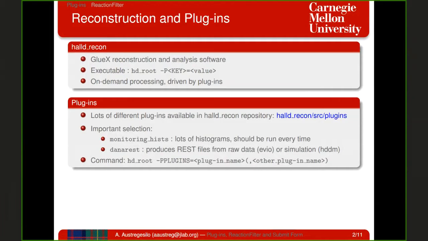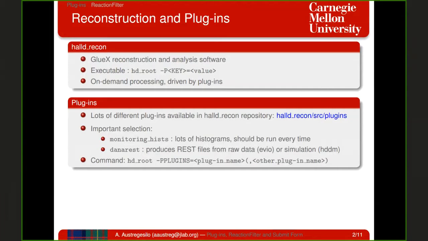Now, there are already a lot of different plugins available in the hd_recon repository. Here, these are links. There are also some plugins in the hd_sim repository now that are related to simulation, but you get the idea. Two very important plugins are mentioned here in detail: monitoring_hists. This is a plugin that just creates a lot of histograms, and you can always include this if you run the software. And the second important plugin is danarest. This is the plugin that we use to produce REST files out of the raw data or out of simulation data. So if you want to do that, just use the plugin and you get a REST file.